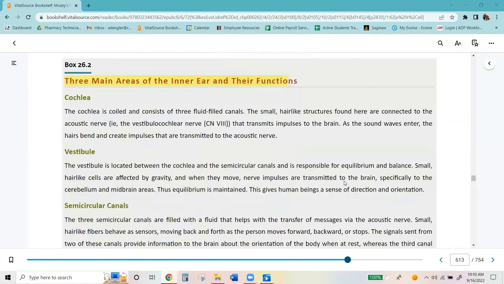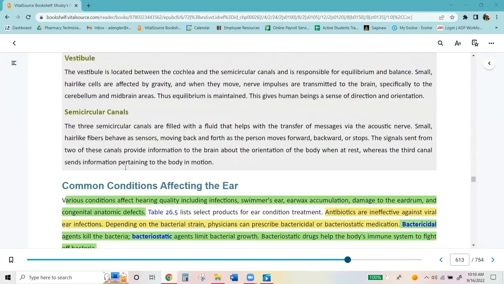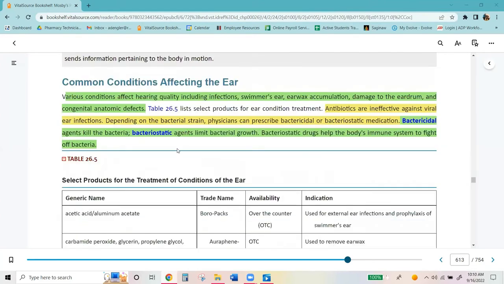We have three main areas of the inner ear and their functions: the cochlea, the vestibule, and the semicircular canals. Various conditions affecting hearing quality include infection, swimmer's ear, earwax accumulation, damage to the eardrum, and congenital anatomic defects.